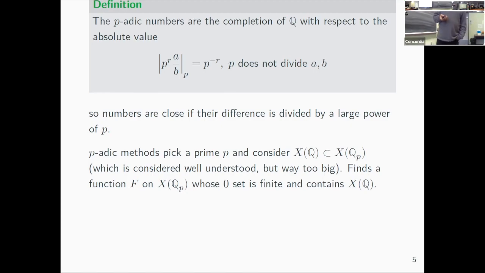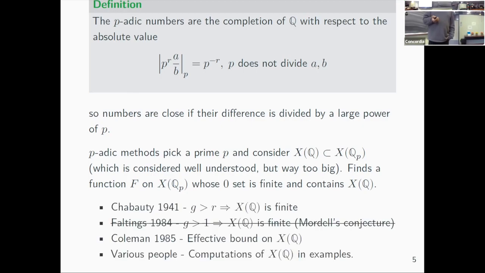To get the Q rational points inside of the Q_p rational points, what you want to do is find a function f on X(Q_p) whose zero set is finite and contains X(Q). This is maybe not saying enough: if the function is analytic, which it usually is, it means that there is a finite number of solutions. To actually find them, you really want to be able to compute this function. Several cases where this is treated are as follows.